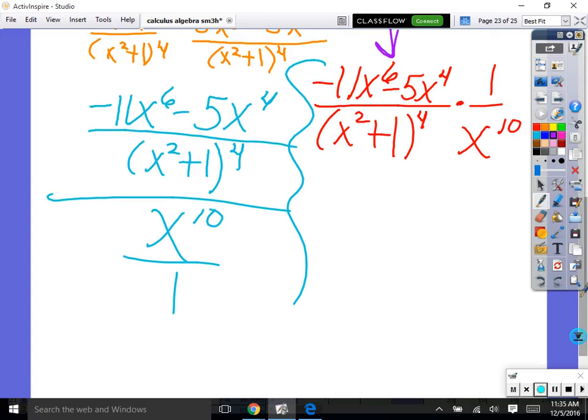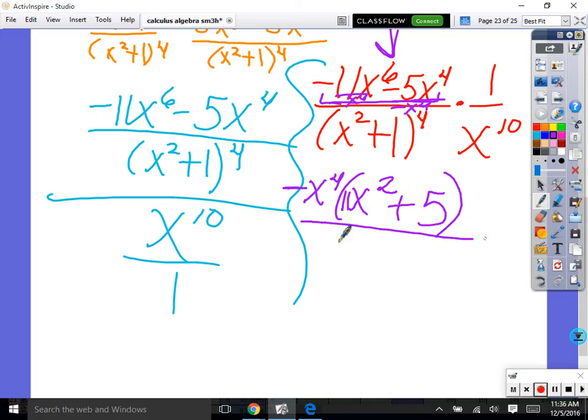Let's factor out an x to the 4th. So looking at this piece, I'm going to pull out x to the 4th, divide by x to the 4th. You can pull out negative x to the 4th. If that's the case, then divide by negative x to the 4th. So if you pulled out negative x to the 4th, left would be 11x squared plus 5. And that's all over x squared plus 1 to the 4th. And then we're timesing by 1 over x to the 10th. So everybody caught up to me mentally.